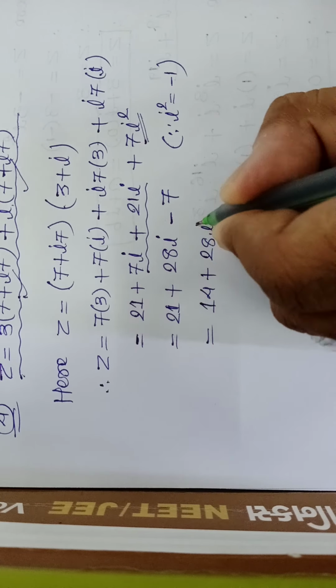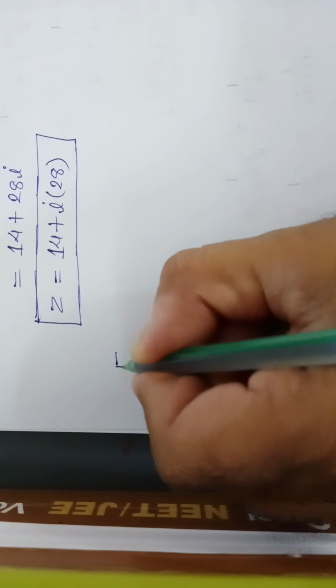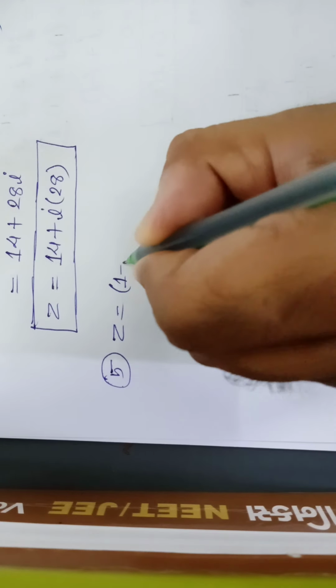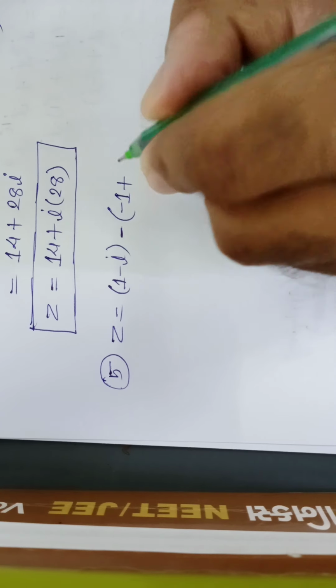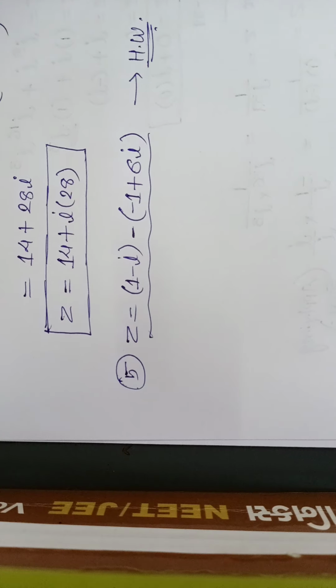So you just write it as A plus IB, which is the complex number. A very simple calculation is there. It means if you calculate in that manner, you can easily solve it. Now the fifth question. Let me derive it, but you have to solve it in homework. I just write the question: 1 minus I, minus, in the bracket, minus 1 plus 6I. So you can easily solve it in homework, right? Express it as A plus IB.